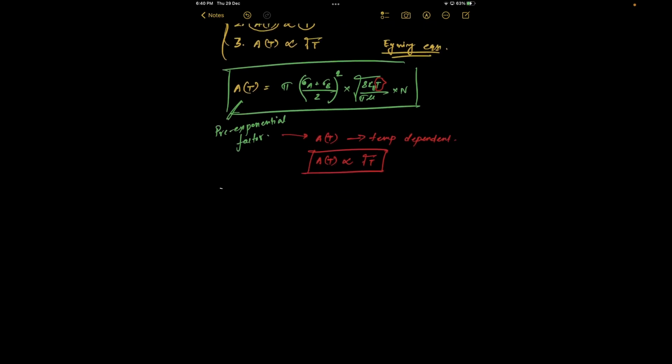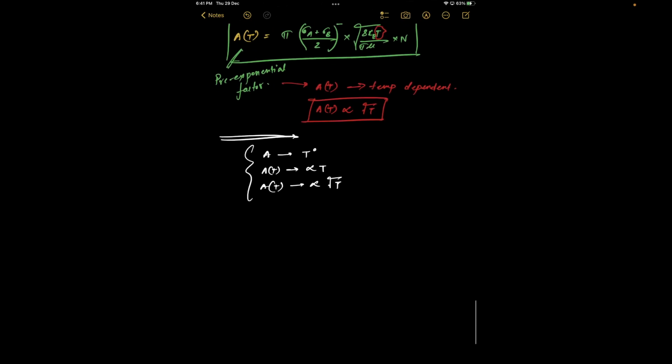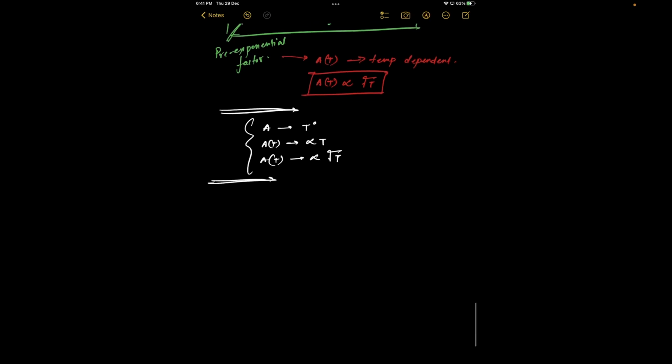Okay, so the main take home message was: in the Arrhenius equation, A was temperature independent. In transition state theory, the Eyring equation pre-exponential factor was temperature dependent and proportional to temperature. From collision theory, the pre-exponential factor is also temperature dependent, and it is proportional to root T. Okay, so these are some basics and now let's move to the enzyme kinetics part.